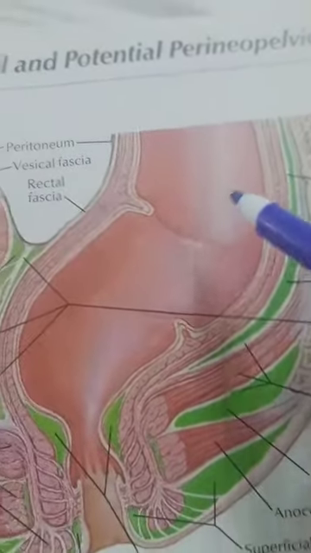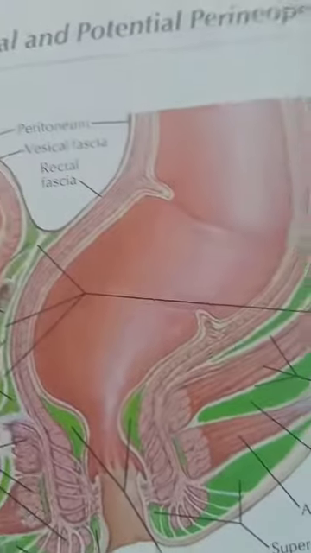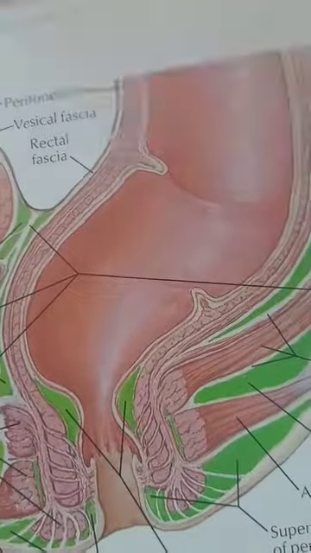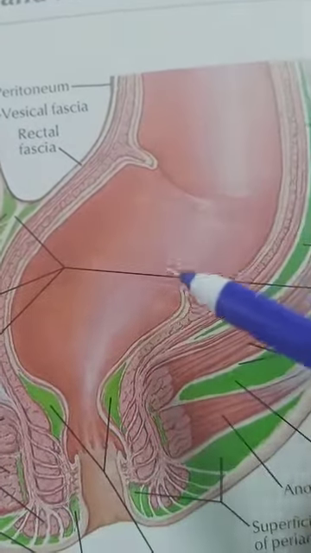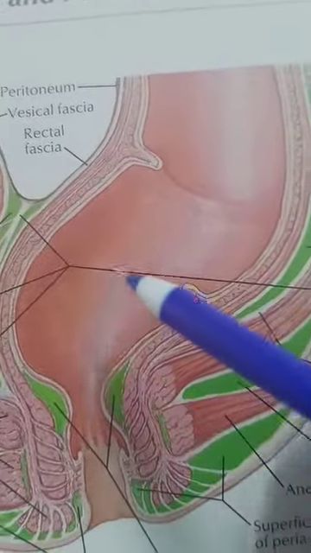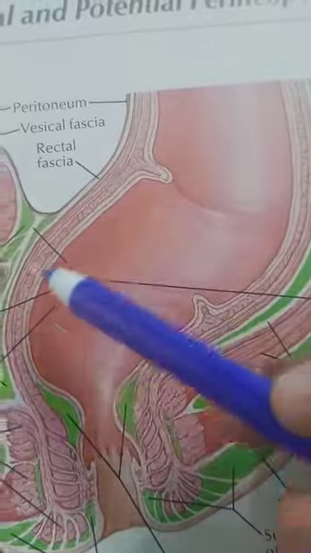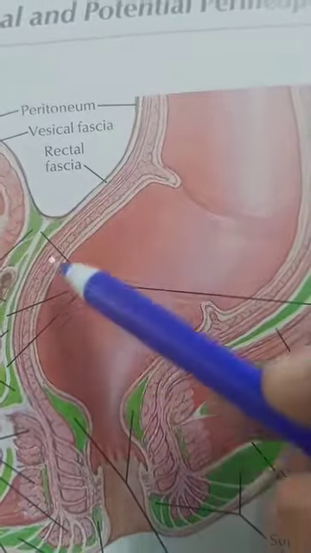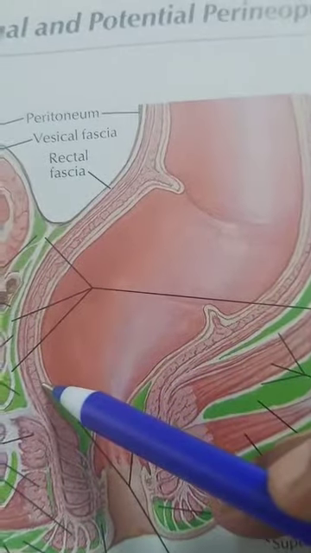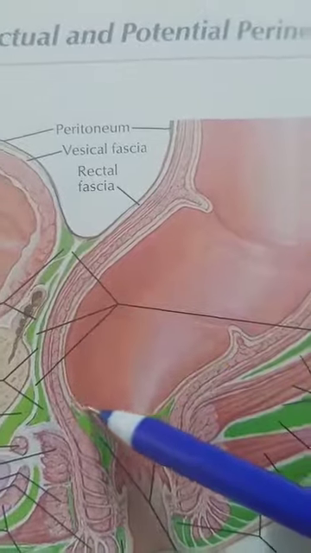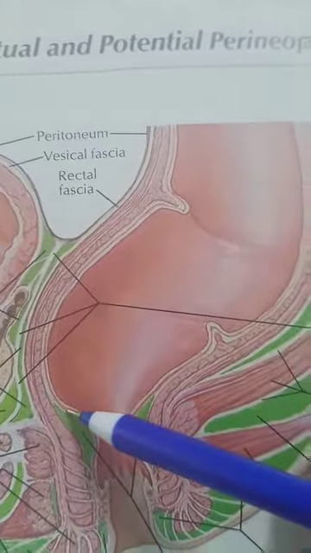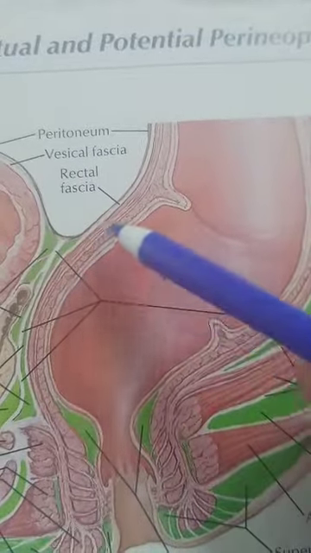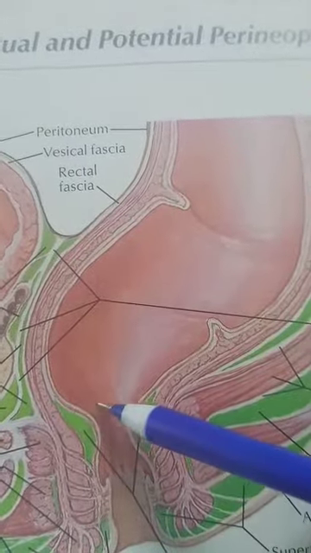It has a length of about 12 centimeter, and a width of about 4 centimeter in the upper part. But when coming to the lower part, it forms a dilated portion that is known as the ampulla. This is the ampulla in the anterior aspect, the anterior projection of the lower end of the rectum. So it ends in the ampulla.